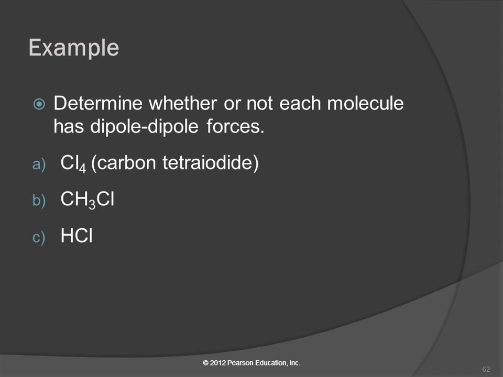So determine whether each of these molecules has dipole-dipole forces. This is CI4. It's not Cl4, that's why I put the name, carbon tetraiodide. It really helps to draw Lewis structures for these. So that's carbon with 4 iodines. We only care about the lone pairs on the central atom.